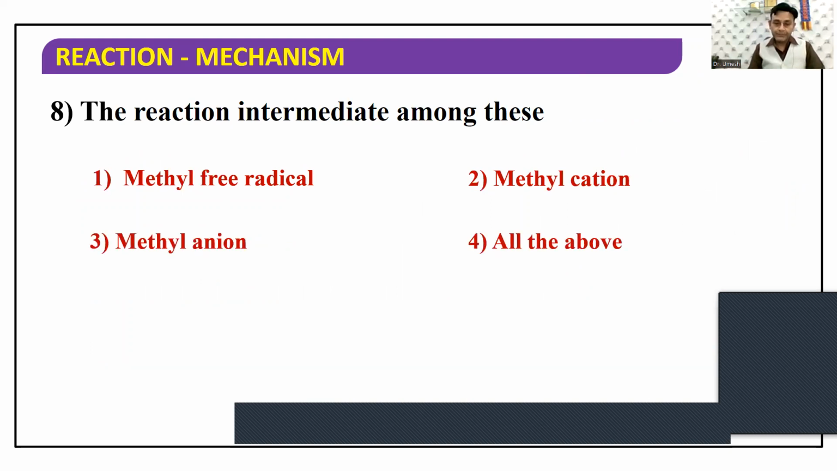Now, let us discuss another question here. The reaction intermediate among these: methyl free radical, methyl carbocation, or methyl carbanion, or all of these are reaction intermediates. Yes, all of these are reaction intermediates. These are not reactants, and they are not the stable products either. These are formed during the reaction, and then finally the product is formed. So the answer is all of these.